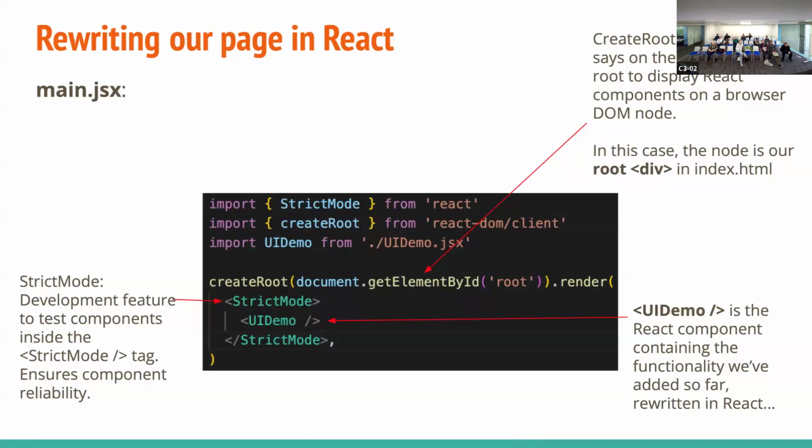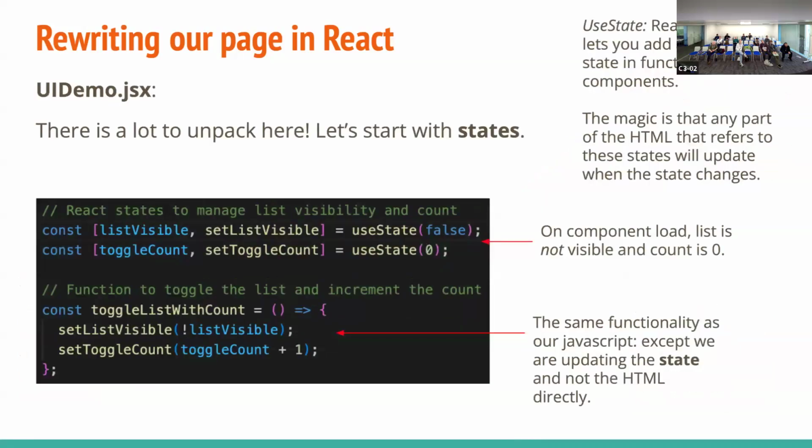The main thing though is UI demo. This is the React component containing all the functionality we've created so far, and I'll show you how it changes writing in React. There is a lot to unpack here. We're going to start with states. This syntax at the top here, don't know if you can see my mouse, looks complex. In reality, it's a getter and a setter.